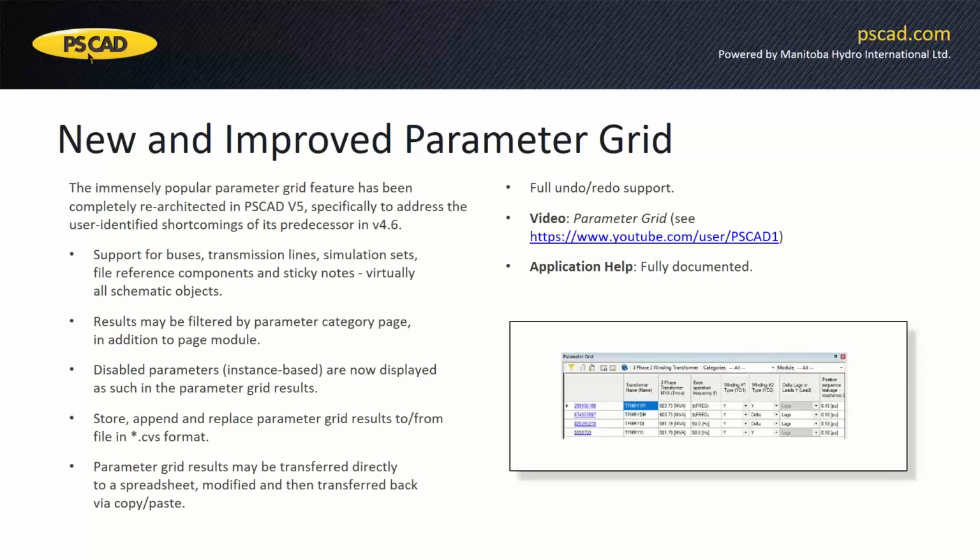The parameter grid has become very powerful in version 5. It's not just for components anymore. It now supports transmission lines, simulation sets, buses, sticky notes, pretty much everything you can get a parameter grid for. Also, we've added some more filtering. You can filter parameters according to category page. If certain parameters in the instances are disabled, they will show as disabled on the screen, so you can see that. So, a much more powerful parameter grid.